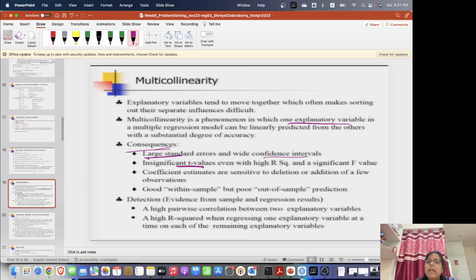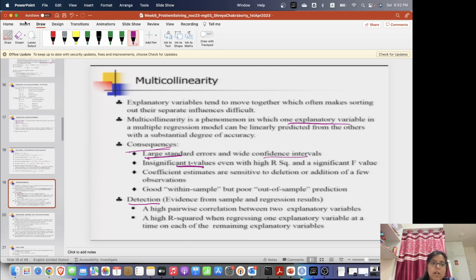So we are fitting a regression line in order to predict what is going to happen in the future, or given some x's, what will be the value of y. So if there's inaccuracy in out-of-sample prediction, then we should be very mindful about what we use. And also, as we said, we can detect it if there's high pairwise correlation between two explanatory variables, and also a high r squared when regressing one explanatory variable at a time on the remaining explanatory variables.